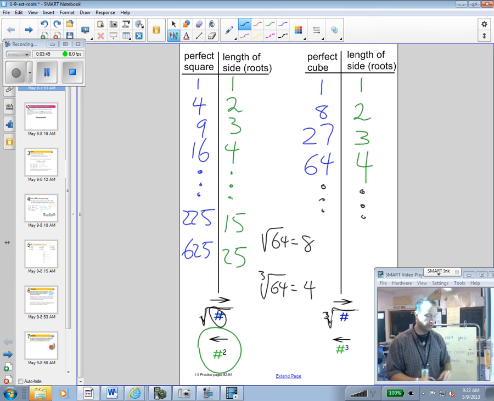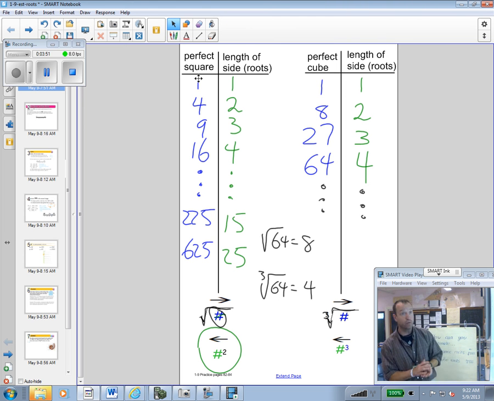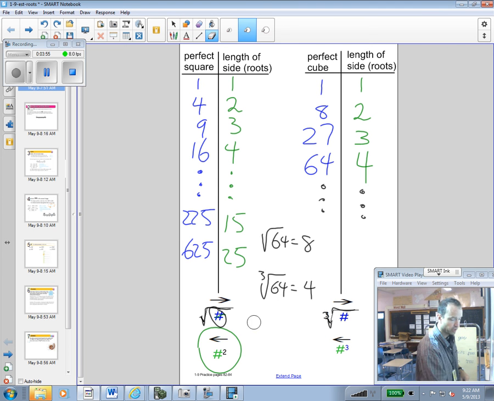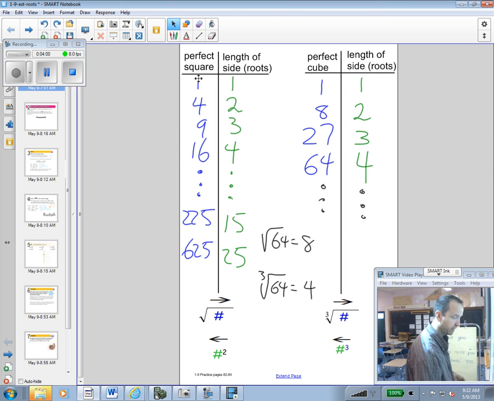Okay? So we want to have an understanding, first of all, of what we're talking about when we talk about squaring a number, or the square root, when we talk about cubing a number, or the cube root. Okay, that we're talking about going from area to side or side to area, and in cubes we're talking about going from volume to the side of the cube or the side of the cube to the volume.